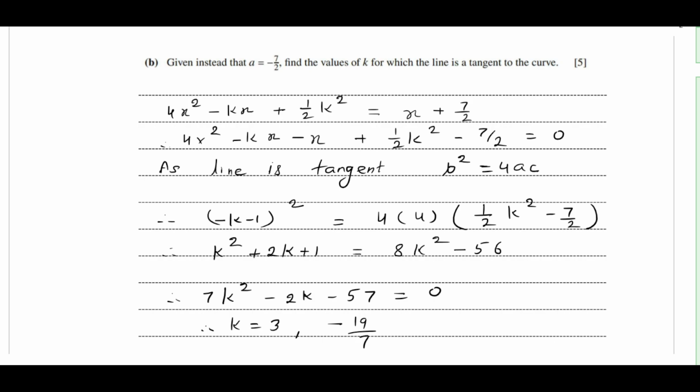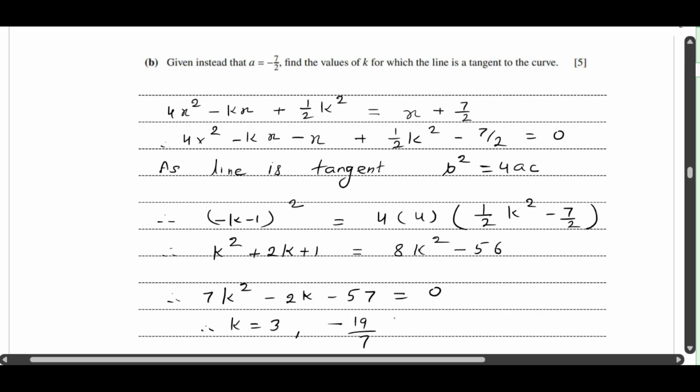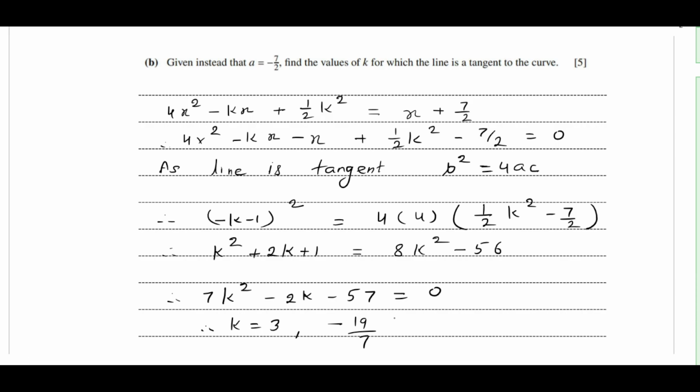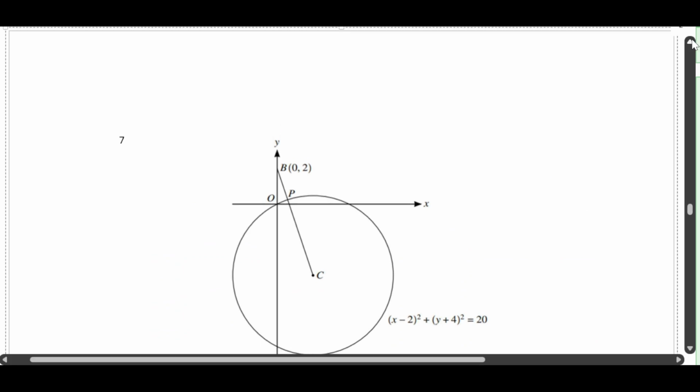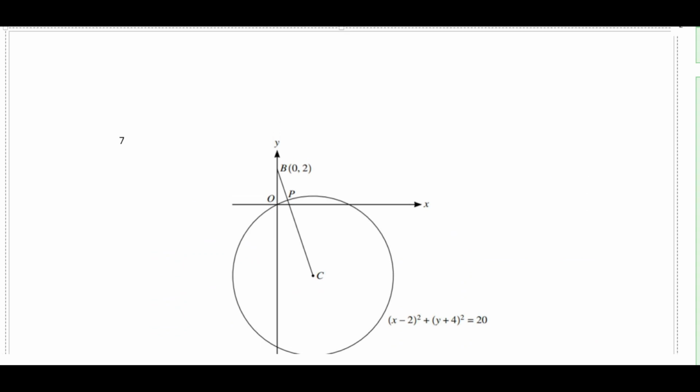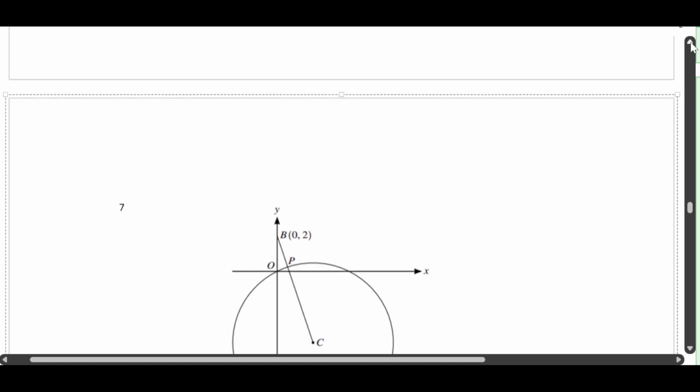When the line is intersecting, b squared minus 4ac will be greater than 0. If the line is tangent, then for the quadratic equation b squared minus 4ac will be 0. And when the line does not intersect the circle, that means it is outside the circle, then b squared minus 4ac will be less than 0. So, quadratic equation concept: two solutions, one solution, no solution. These three conditions are there.